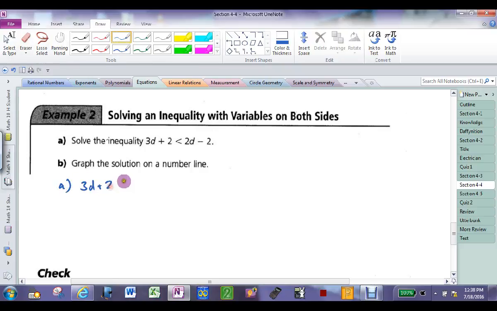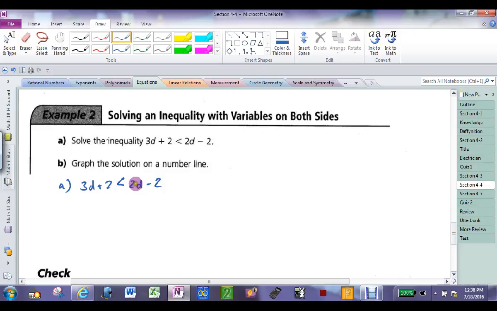3D plus 2 less than 2D minus 2. So what moves? I'm going to move the D first because we can deal with the letters first. Do we have to? No. That's just the way we usually do it. We deal with the letters first. Which letter moves? Dylan says the 2D moves. Why, Dylan? Because it's smaller.